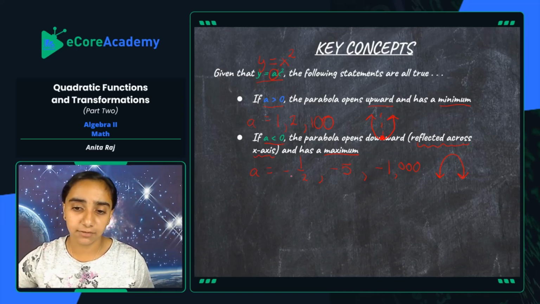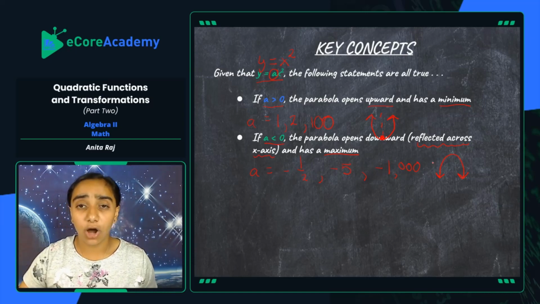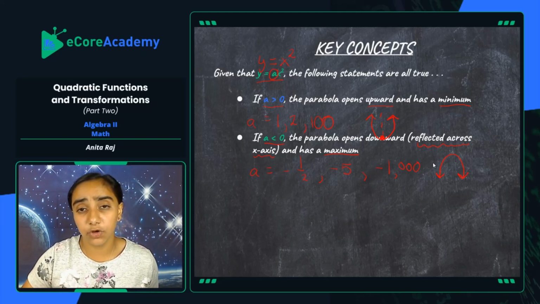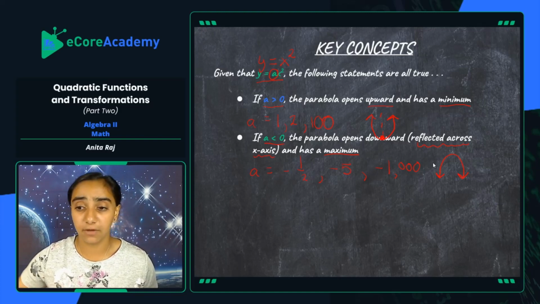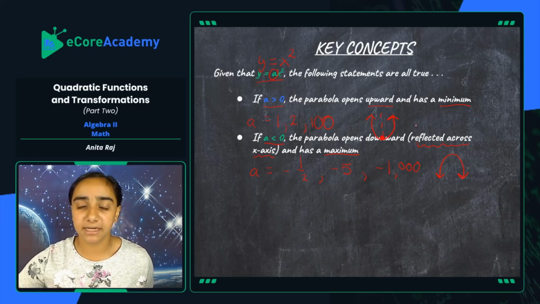If you see this negative sign right in front of your a value, like negative 1/2, negative 5, negative 1,000, then you should automatically know your parabola is flipped upside down. That's what that negative value at the very beginning of your quadratic equation means. Your parabola is flipped upside down. And what we call that in math is reflection across the x-axis. So instead of saying the parabola is flipped upside down, to say it in more mathematical terms, you would say the parabola is reflected across the x-axis.